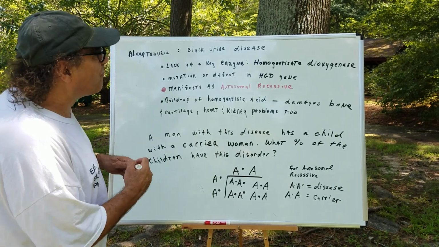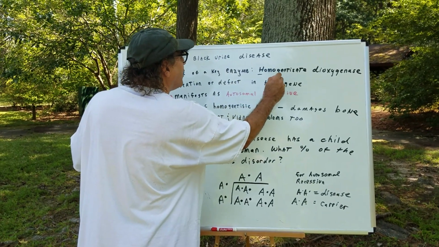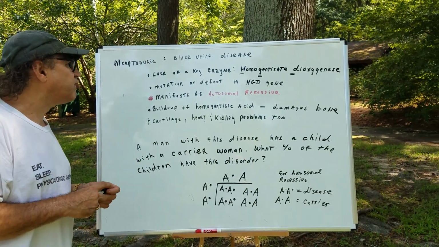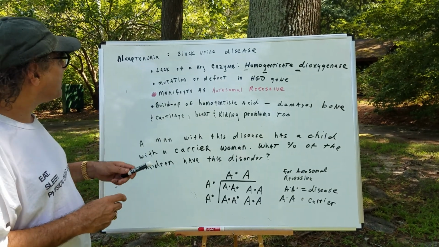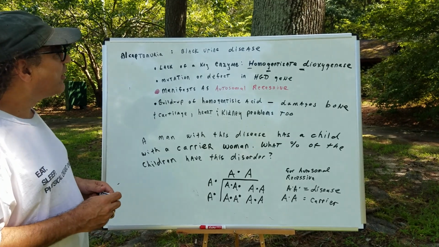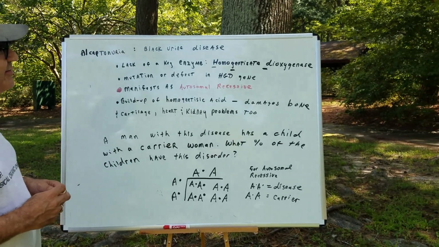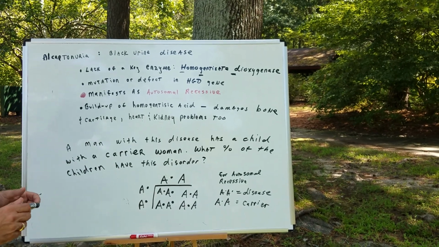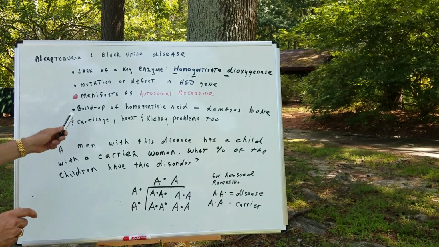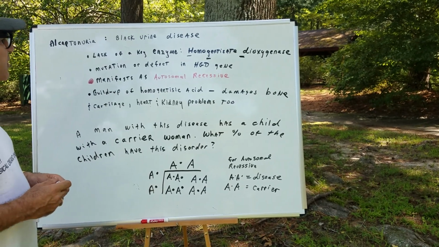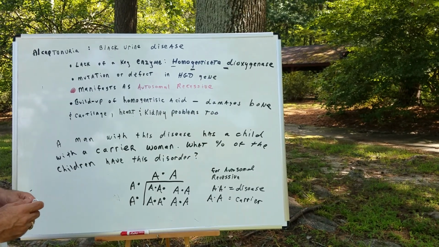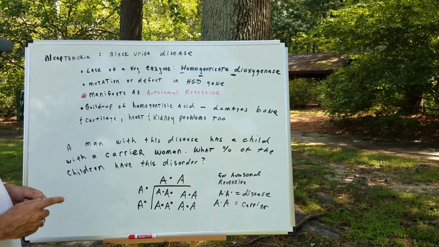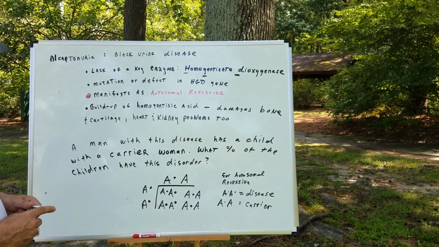Now, that's a big name, so often we just call it HGDase. So I'm going to call it HGDase, and what happens is we see a mutation or a defect in the HGD gene. Now, it manifests itself as an autosomal recessive disorder. Now, what we're going to do is we see a buildup of what's known as homogentisic acid, and this acid can damage bone and cartilage, and there's associated heart and kidney problems associated with it.